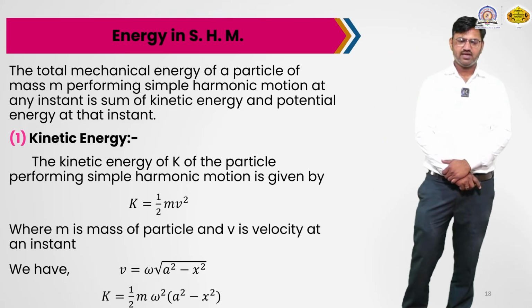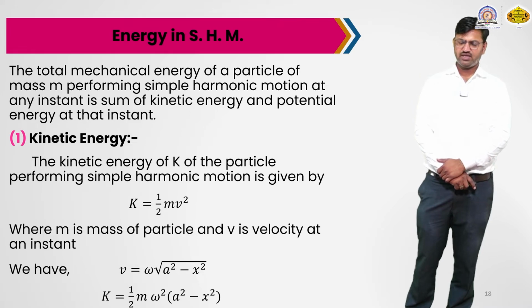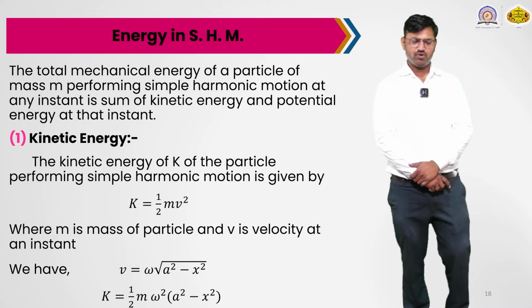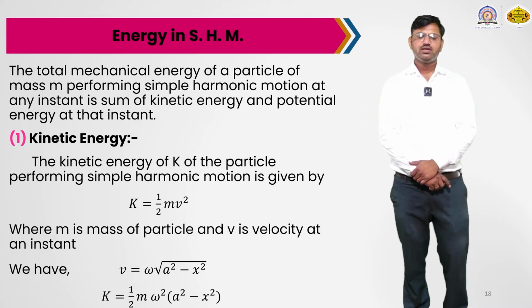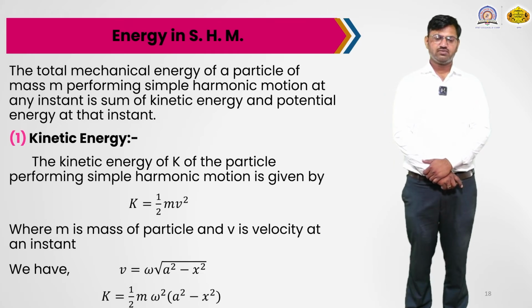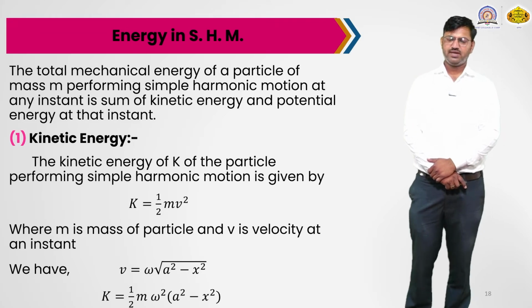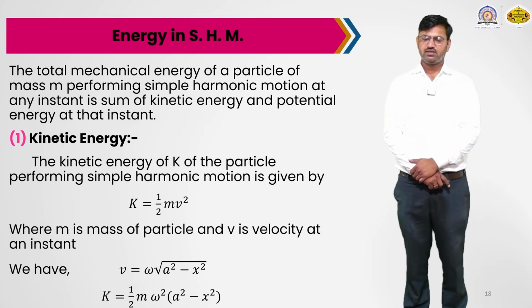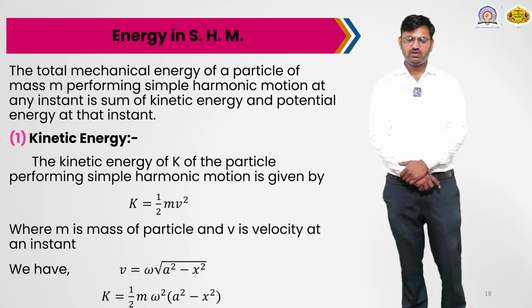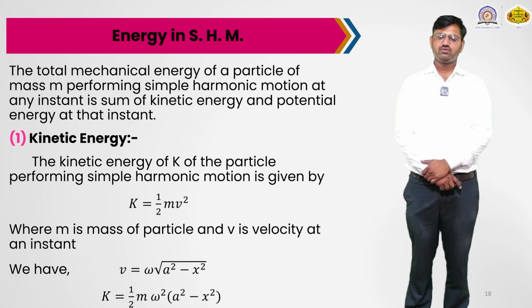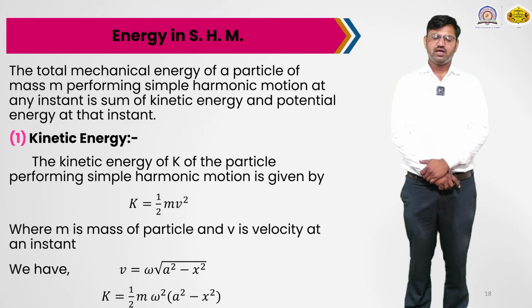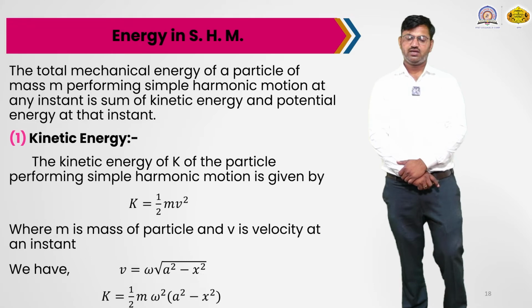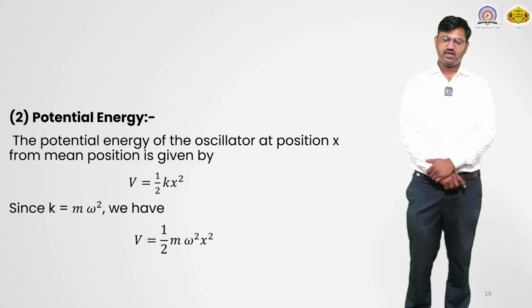First, the kinetic energy. The kinetic energy K of the particle performing simple harmonic motion is given by K is equal to half m v square, where m is the mass of the particle and v is the velocity at an instant. We have v is equal to omega under root a square minus x square. Therefore, K is equal to half m omega square into a square minus x square.